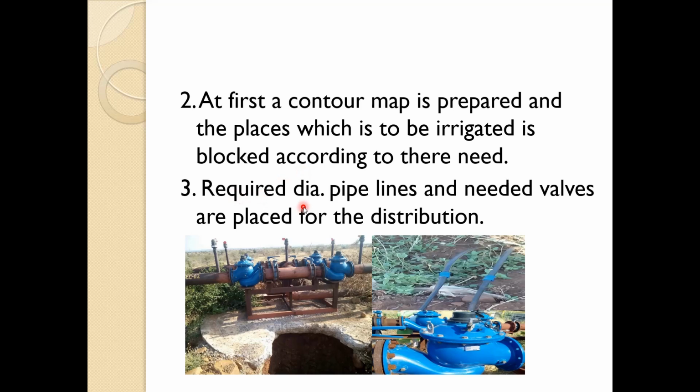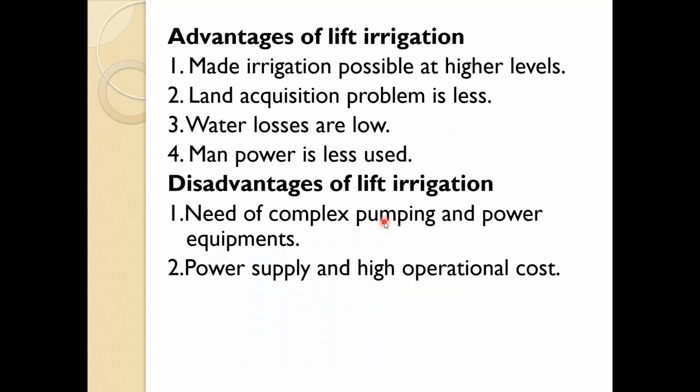Required diameter pipelines and needed valves are placed for the distribution. So according to the need, we can decide the diameter of the pipes as per requirement, and again for the control we can put the valves in that particular system.